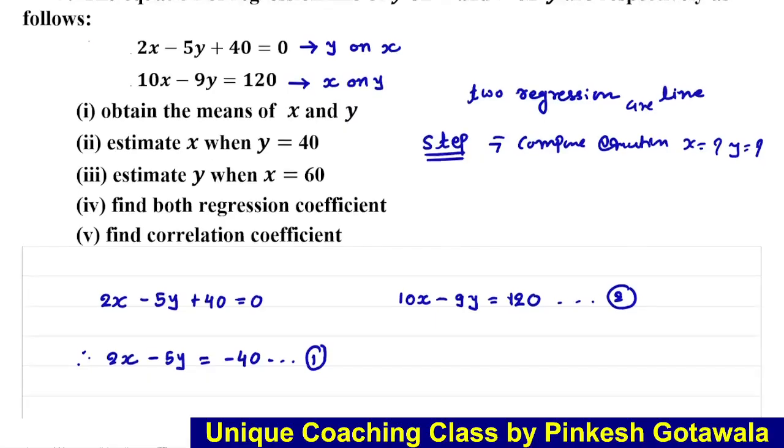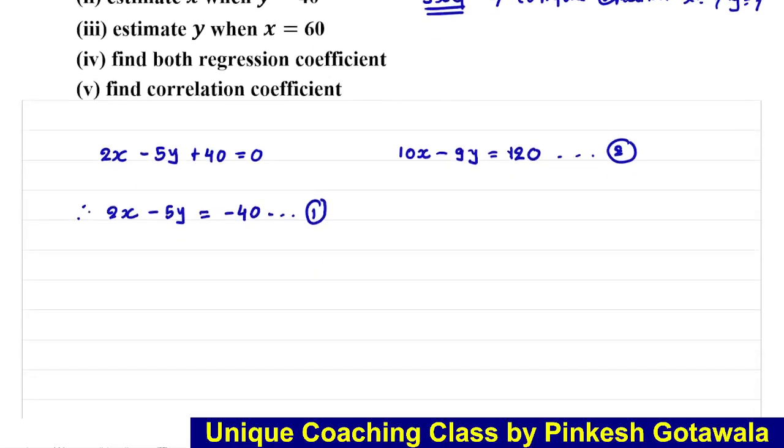Now let's compare them and get the value of x and y. So for that we have to first of all match the coefficient of x and y. If we focus on x, here 10x is given and here 2x is given. So if we compare, both coefficients must be matched.